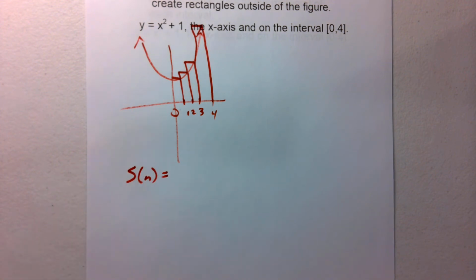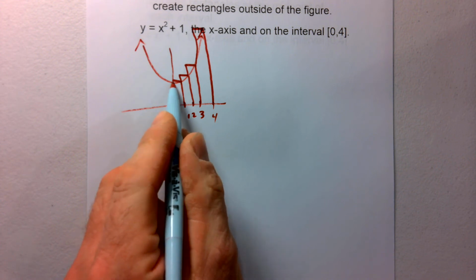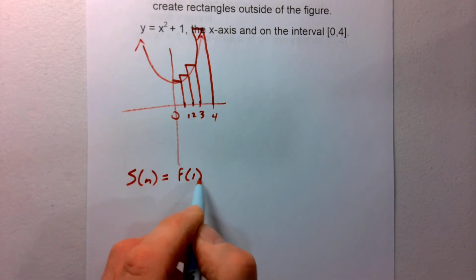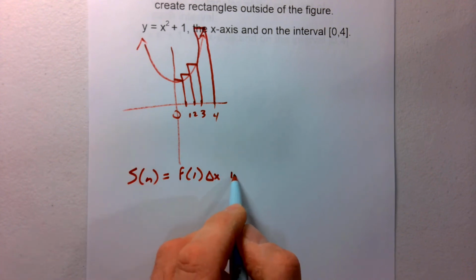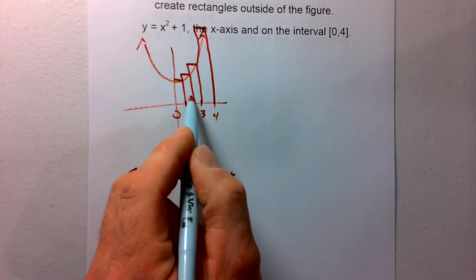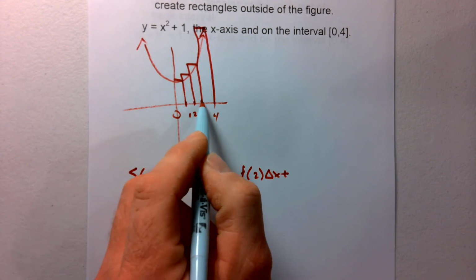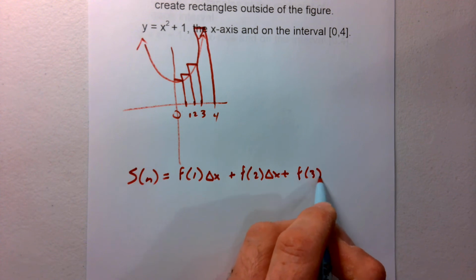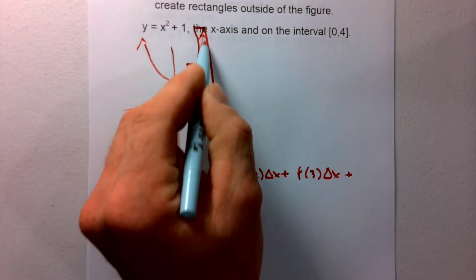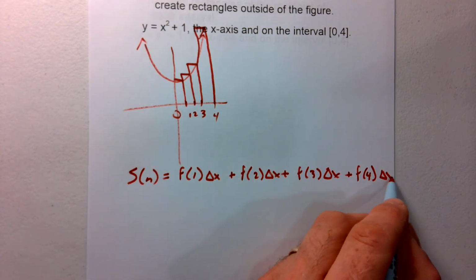Now I have big S of n is going to equal, now instead of taking the value at 0, I actually come over here and get the higher point, which is going to be f of 1 times my delta x. To that we're going to add, we come over to 2, that's going to be the height of the second rectangle. So I have f of 2 delta x. Then I have f of 3 delta x. And then to that I'm going to add f of 4. This is going to be the highest point in this 4th region. So f of 4 delta x.